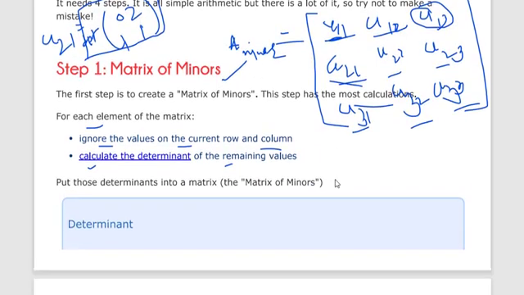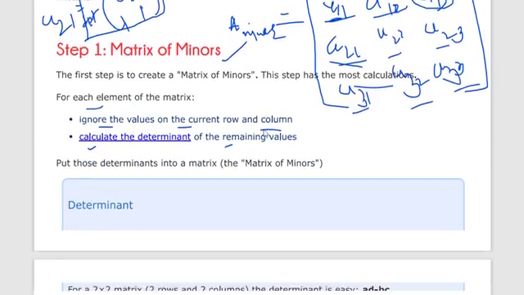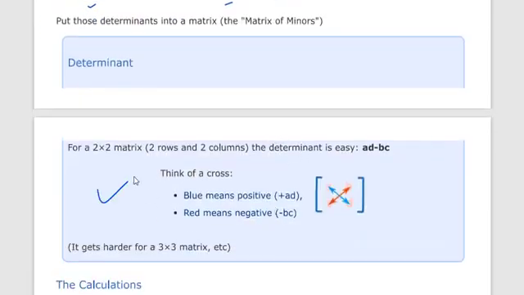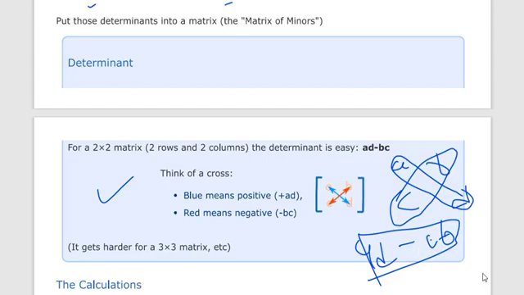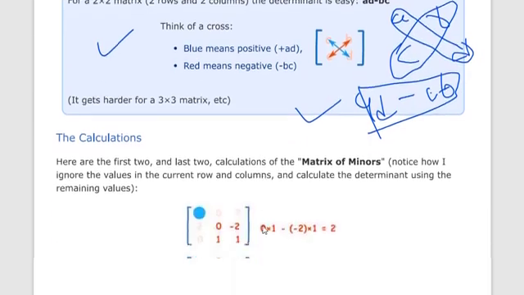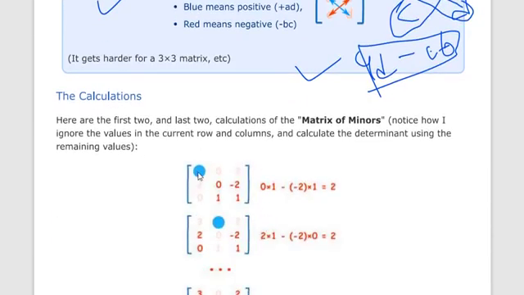Okay, so let's start with this example. We already know how to find the determinant of a 2 by 2 matrix. First of all, if it is A, B, C, D, we multiply the diagonal values AD, then the other multiplication, minus CB. AD minus CB. So this is the determinant of a 2 by 2 matrix.